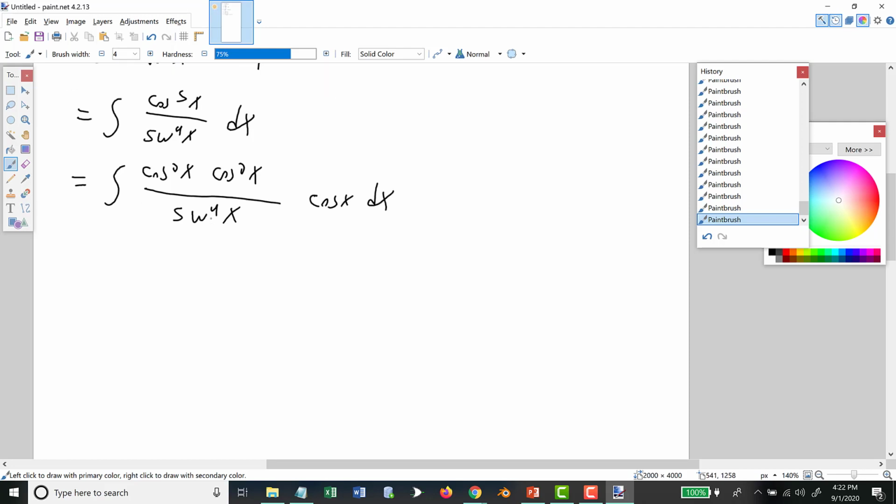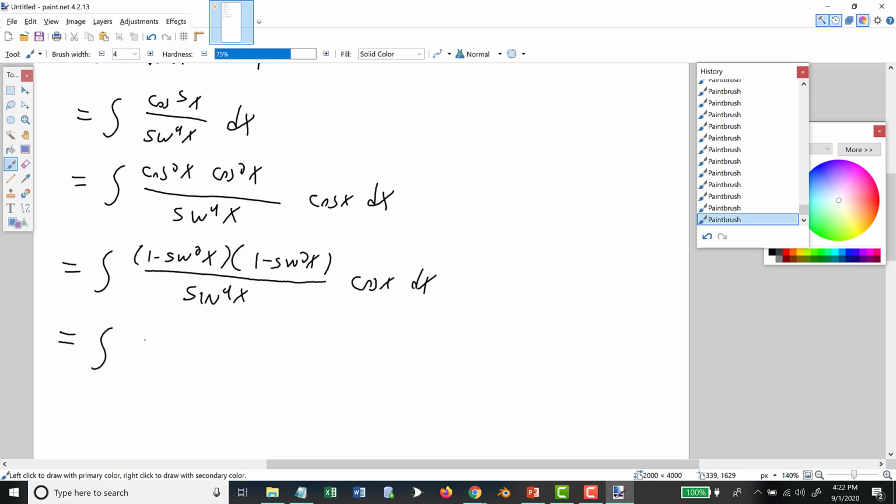Now I'm going to rewrite the cosine squares in terms of sine. It's just from the Pythagorean identity. Cosine squared plus sine squared is equal to 1. Solve for cosine squared, and you get 1 minus sine squared. I'll write it out, since I wrote it out for about every other problem. And same thing here. Over sine to the fourth, and then cosine x dx.